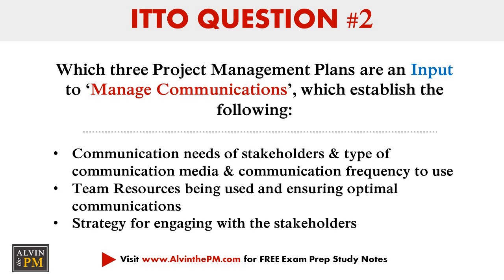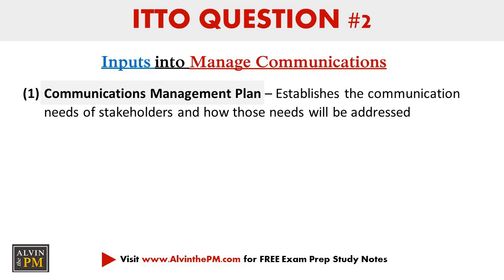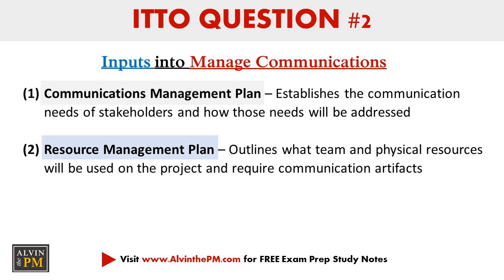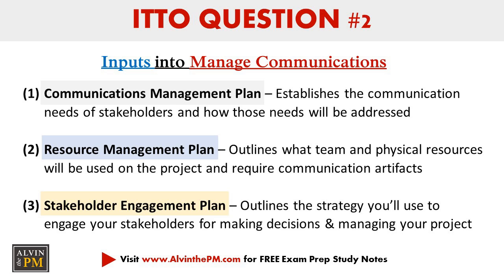The 3 project management plans which are inputs are the Communications Management Plan, which establishes the communication needs of our stakeholders and how we'll address those needs. Number 2, the Resource Management Plan, which outlines what team and physical resources will be used on our project. And number 3, the Stakeholder Engagement Plan, which outlines our strategy for engaging our stakeholders in order to make decisions and manage our project.